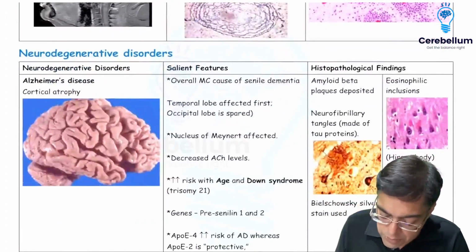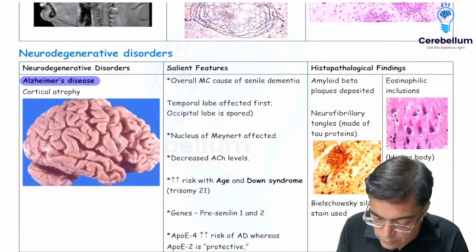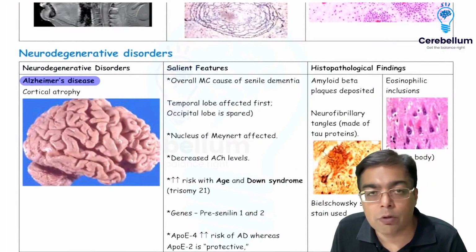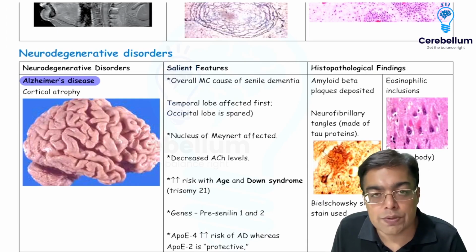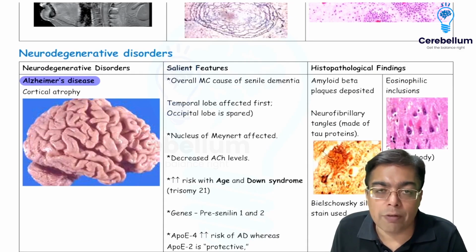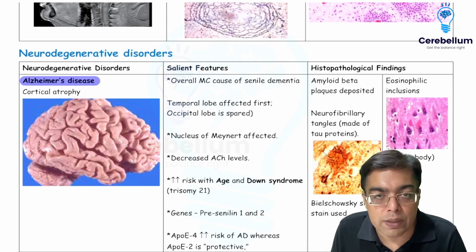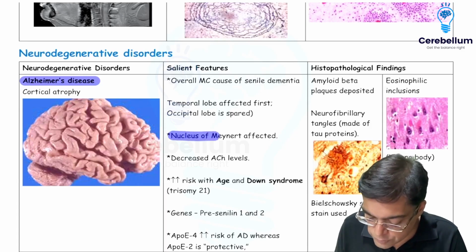Having a word about the neurodegenerative disorders, the first one and the important one that is to be remembered over here is Alzheimer's. It is going to be the most common reason for development of senile dementia in case of humans. Patients are going to be having initial involvement of the temporal lobe, and what we have over here is that it is the Meynert nucleus which is going to be affected in the patients.